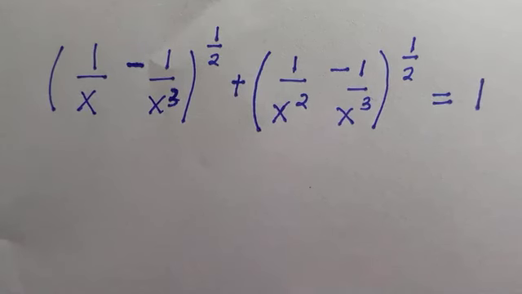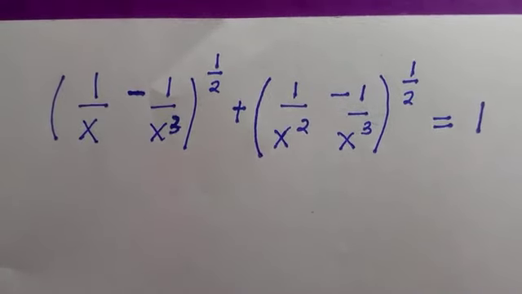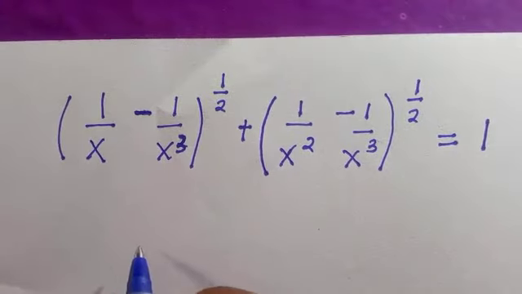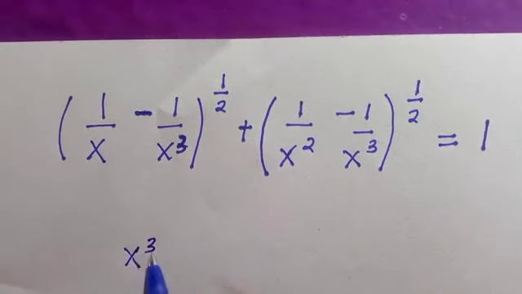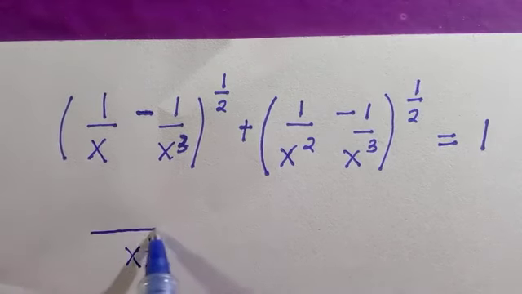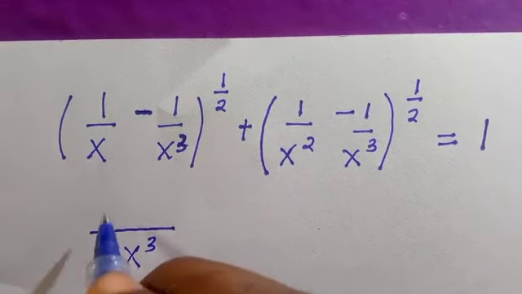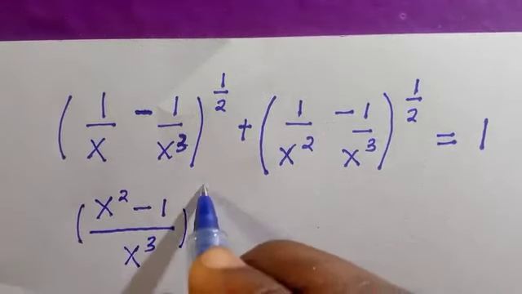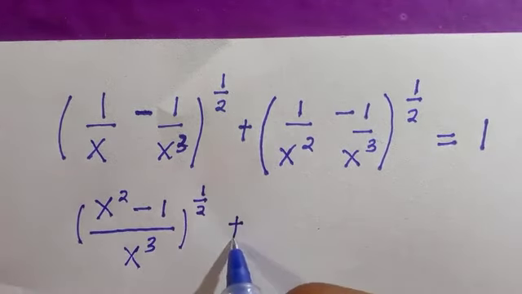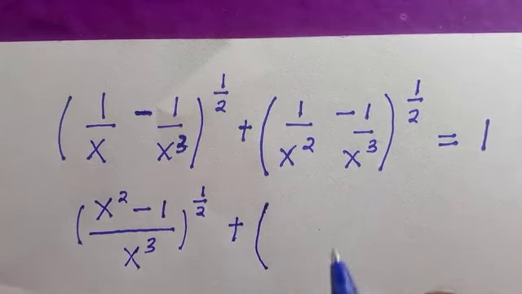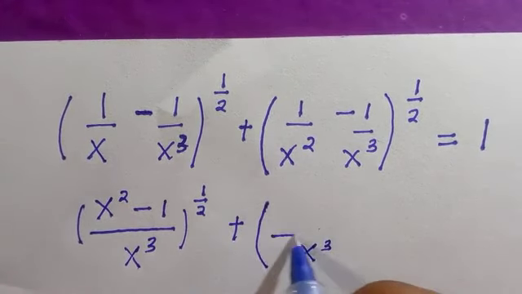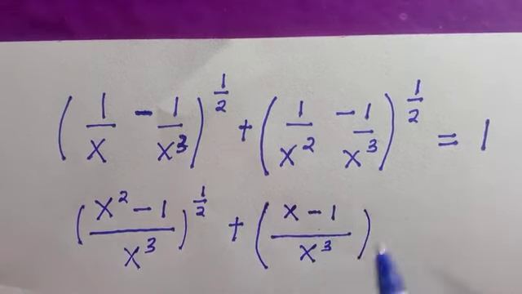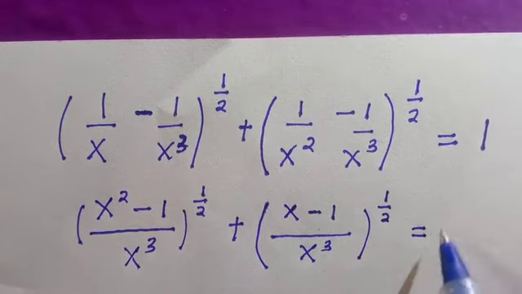Welcome to another video. Let's solve this problem and find the value of x. The first thing is we take the LCM of this. That is, we have x raised to power 3, and x goes into x raised to power 3 as x squared, which will multiply 1 minus 1, and all raised to power of 1 divided by 2, plus, while for this as well, the LCM is x raised to power 3. Then this reduces to x minus 1, and everything also raised to power of 1 over 2 equals 1.